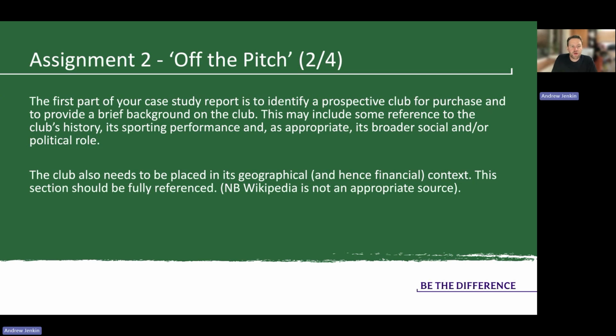So the first part of your case study report is to identify a prospective club for purchase and to provide a brief background on the club. This could include some reference to the club's history, its sporting performance, and as appropriate, its broader social and/or political role. It also needs to be placed in its geographical and hence financial context. And this section should be fully referenced. We've made a point here of saying that this shouldn't be based on Wikipedia, but perhaps your own research into the club.